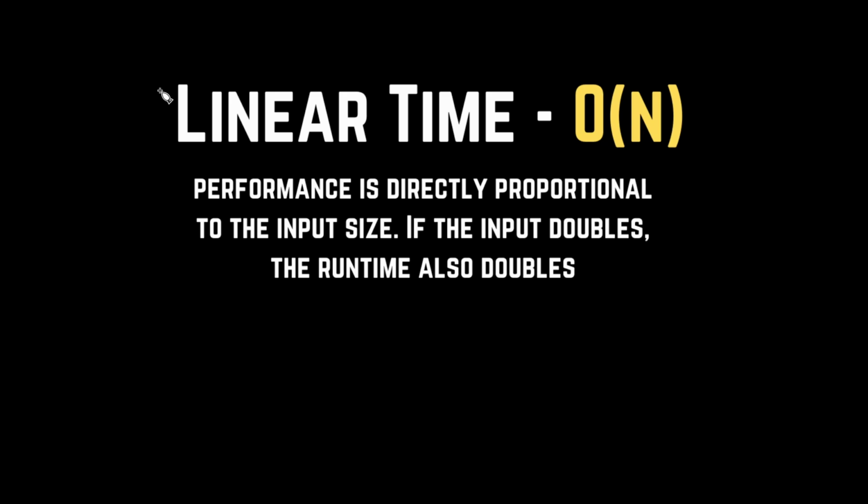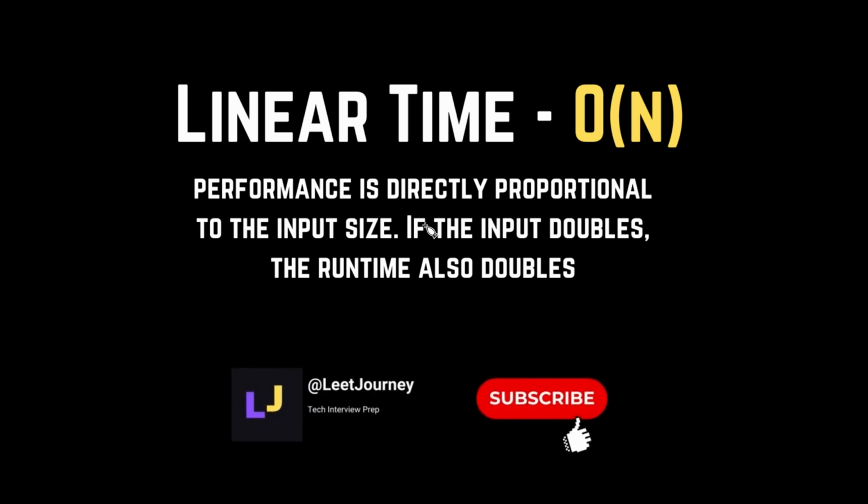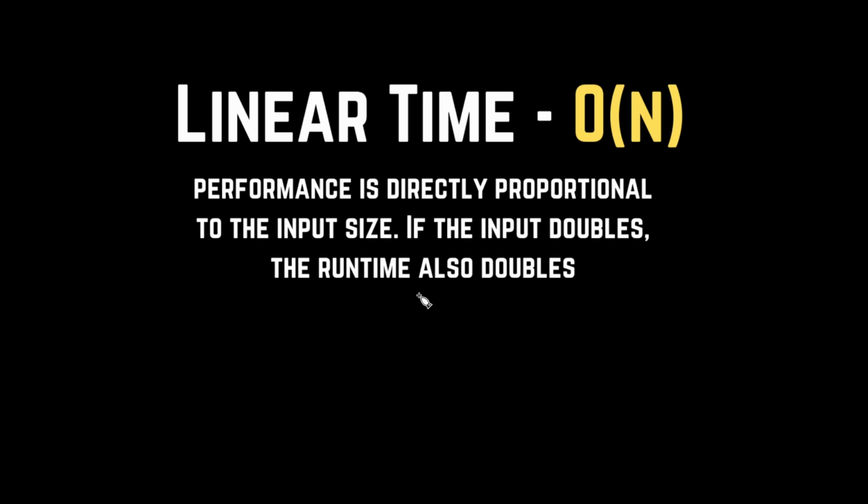In linear time complexity, the performance is directly proportional to the input size. So if the input doubles, the runtime doubles. If the input triples, the runtime also triples. This is actually a little worse than a logarithmic time. Let's see how this looks like on a graph.